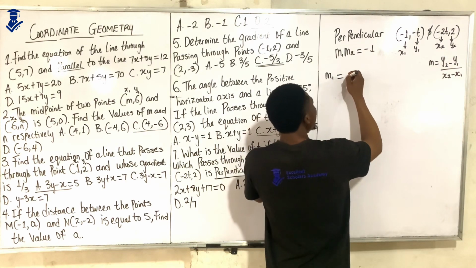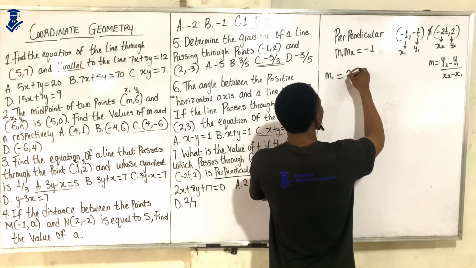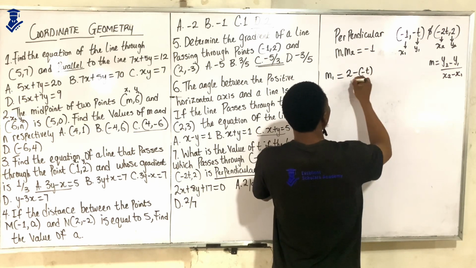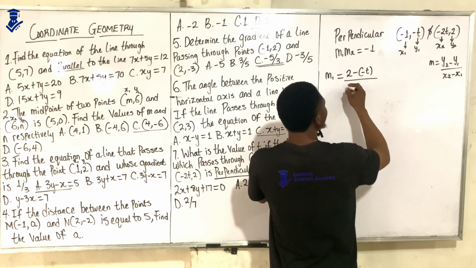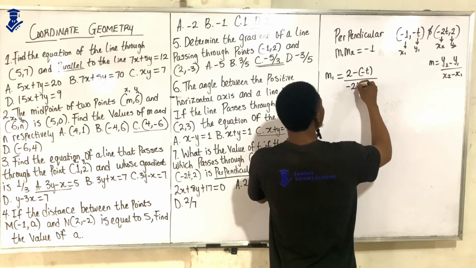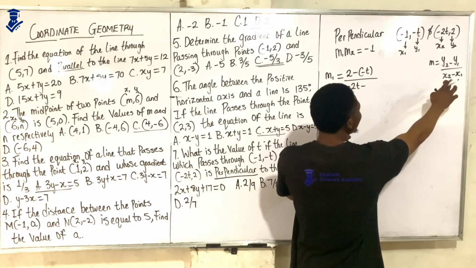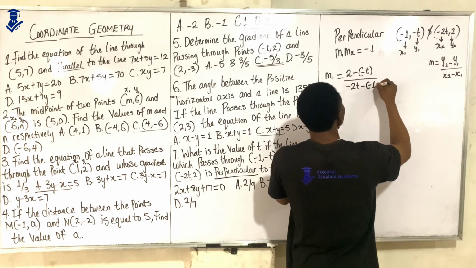So it becomes: y2 is given to us as 2, minus y1, which is minus t, over x2, which is minus 2t, minus x1. Now, what is our x1? Our x1 is minus 1, alright?